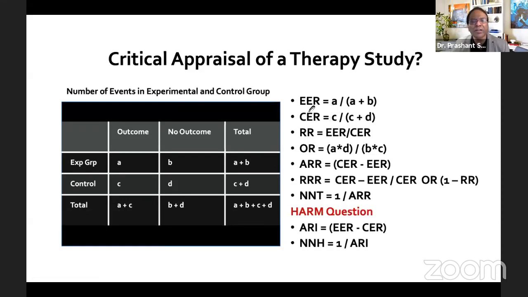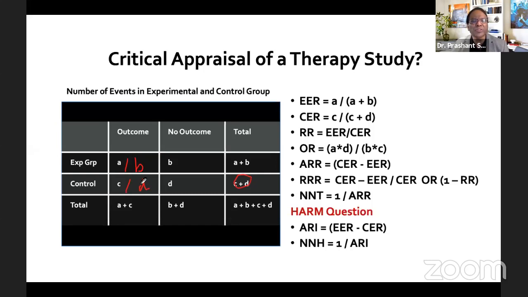In order to calculate the events rate in control group, it will be C over C plus D. Now, as I said earlier, the odds ratio can be calculated by dividing the number of events versus the number of no events. So in this case, the odds ratio can be calculated as A over B and then C over D.